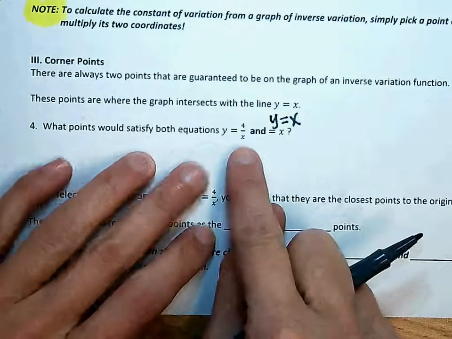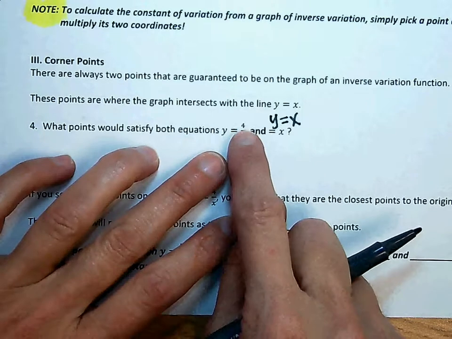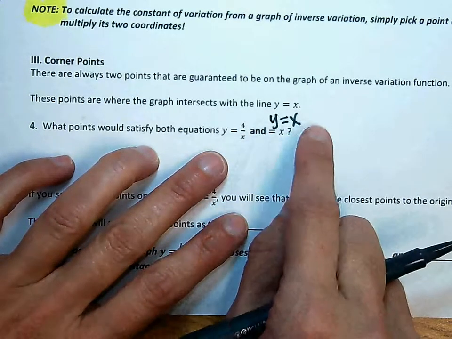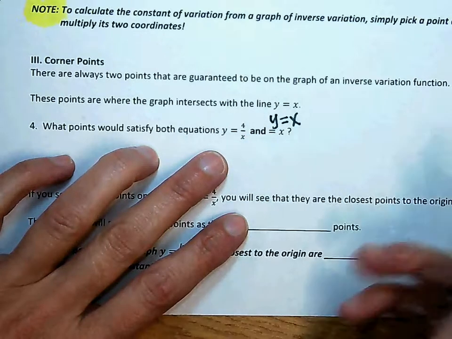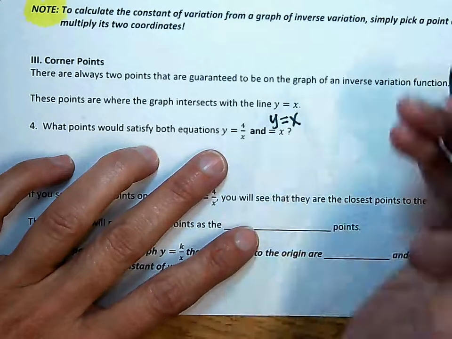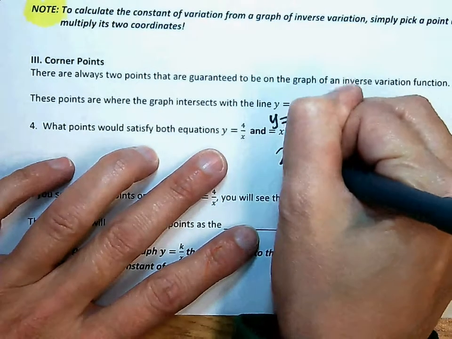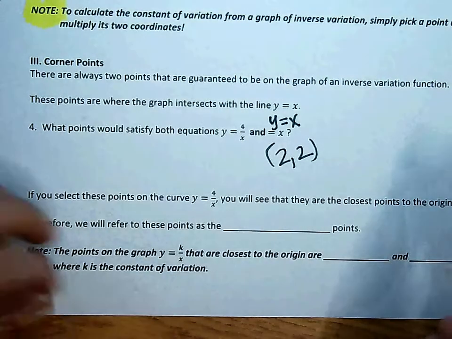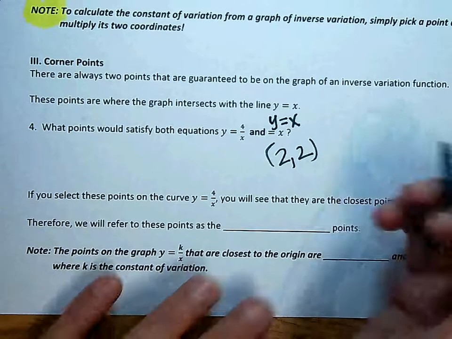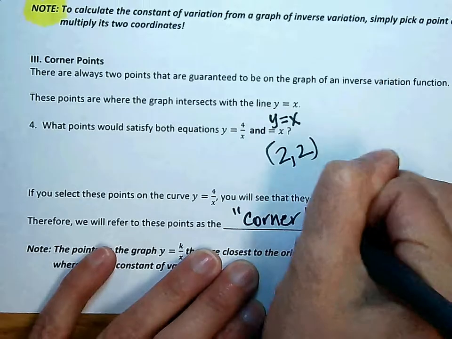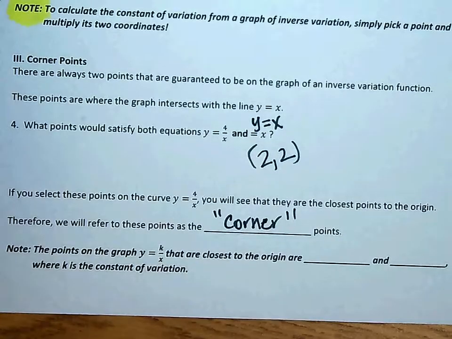So what points would satisfy this? We know we need 2 points that multiply to give me 4, and they also have to be the same. So it is 2, 2, which is what we would consider our corner point. So we are going to put corner in quotations because it's not a true corner.